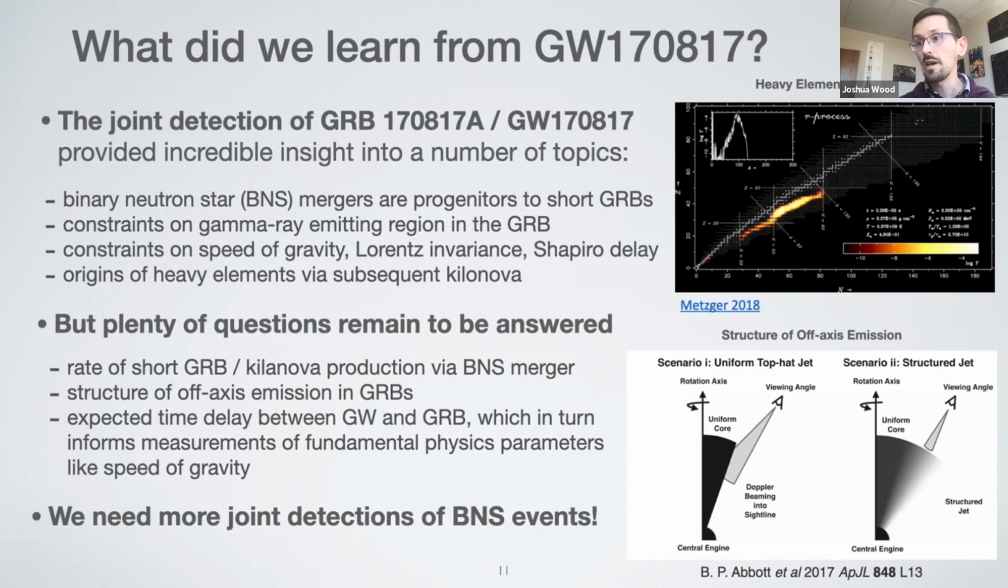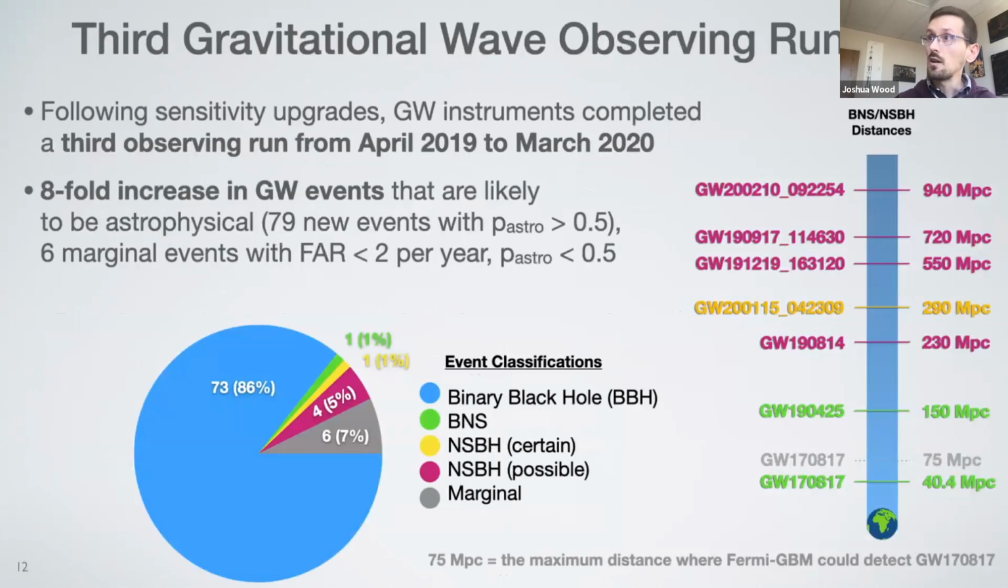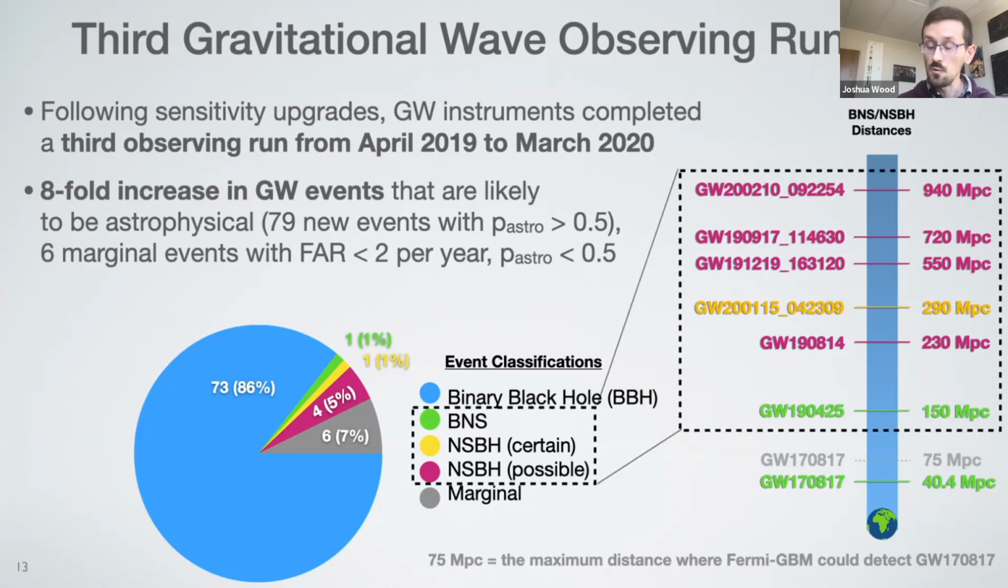And so the straightforward way of answering these additional questions is, we need more joint detections of these events. We only have one so far. And to that end, fairly recently, the gravitational wave detectors completed their third observing run, from April 2019 to March of 2020. There was an 8-fold increase in the number of gravitational wave events that are likely to be astrophysical, the most important of which are the identified binary neutron star events, of which there is one, and then to a lesser extent, the neutron star black hole events, which can also produce electromagnetic emission under the right conditions, as long as your neutron star doesn't get immediately swallowed by the black hole.